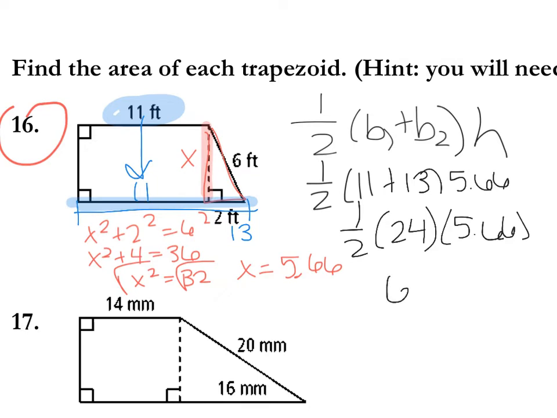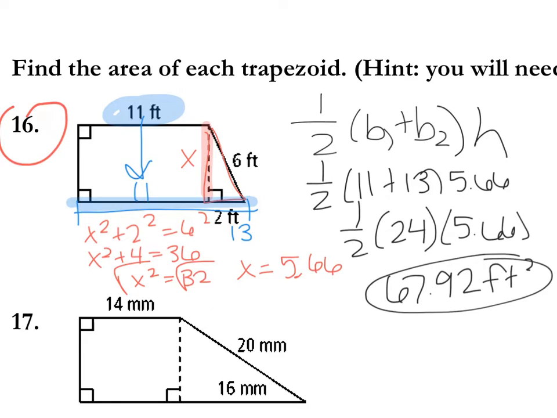You get that the area is 67.92 feet squared. If you wanted to leave it as a radical, I believe I gave you that option as well. But if it comes out to a decimal, I'm okay with you just changing it to a decimal and using the decimal so you don't have to work with the radical.